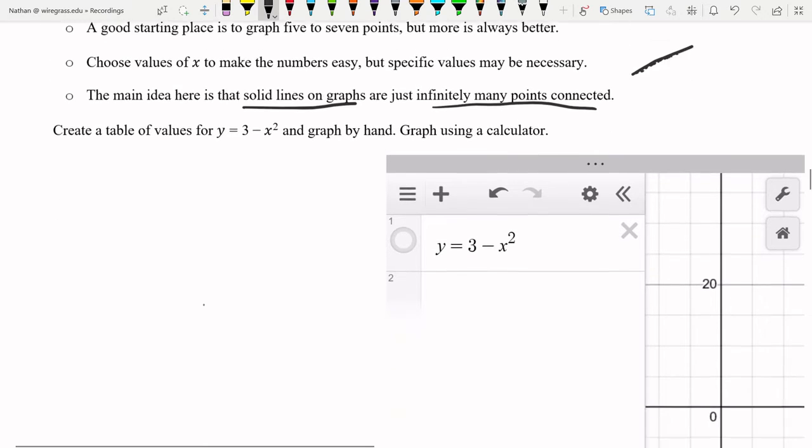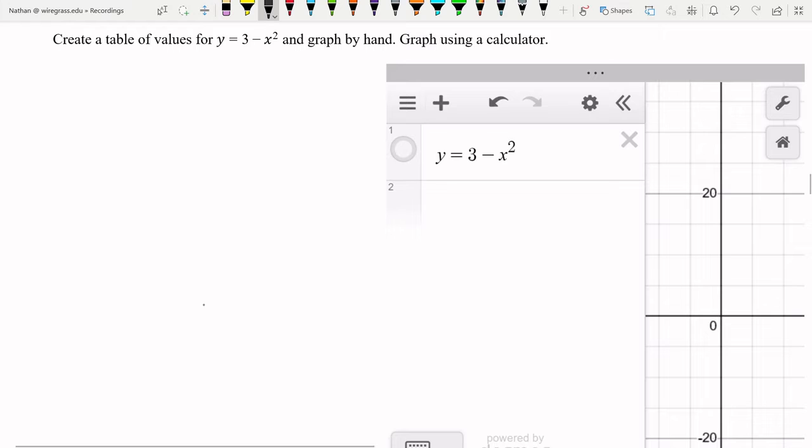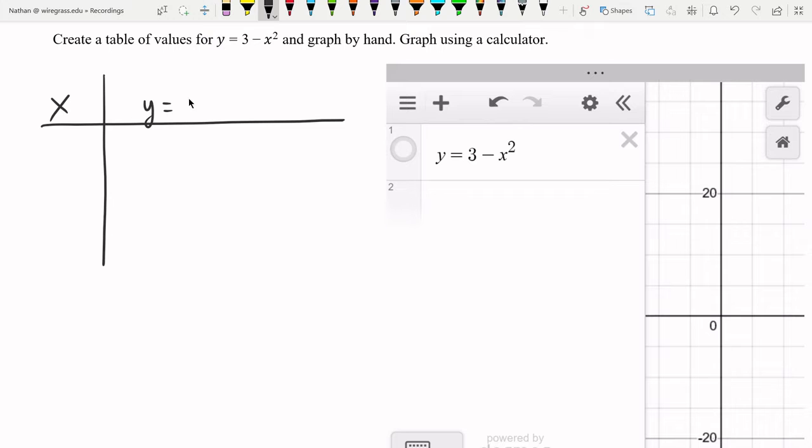Okay, let's look at this in practice. We have this relation here, y equals 3 minus x squared, and we're going to create a table of values. So I have my x values, my y equals 3 minus x squared, and then my y values as a result. I want to choose these 5 values because they're close to the origin, and they're really all I need to show the behavior of this graph. Why are these the only ones I need? Well, I know what this graph looks like. I know how these graphs work, so I know this is all I need to show it.